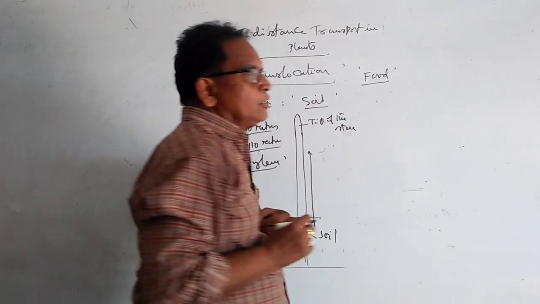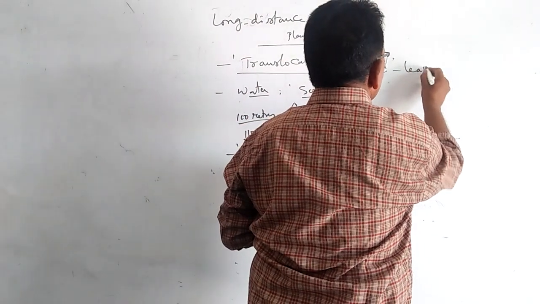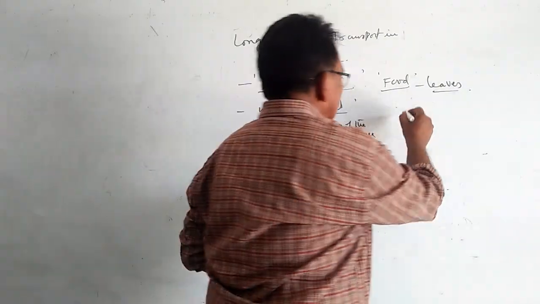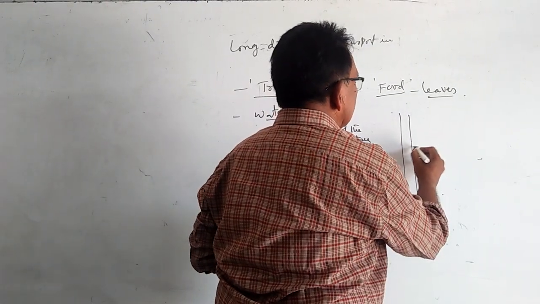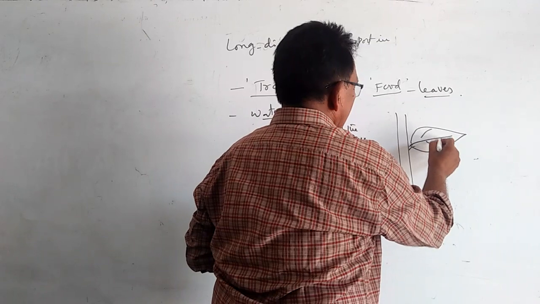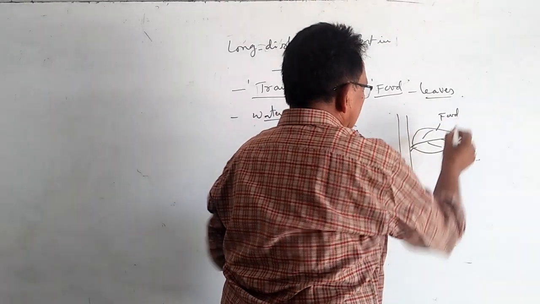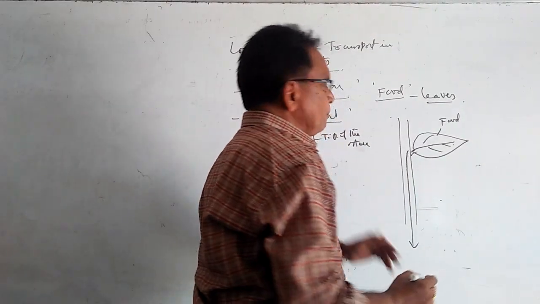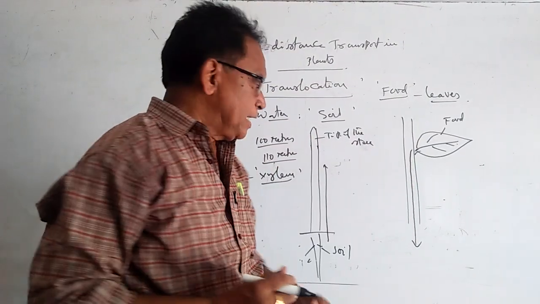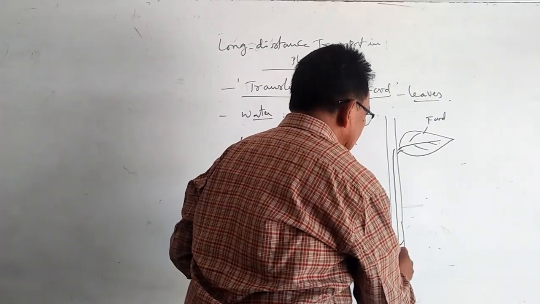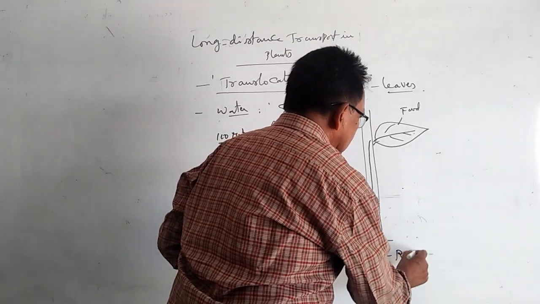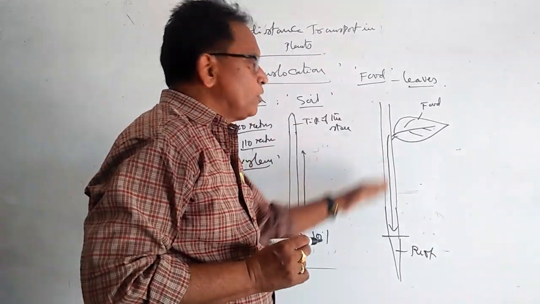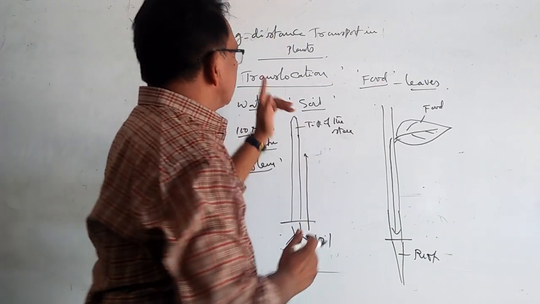Food materials are synthesized in the leaves. Food materials are carbohydrates. When we observe the plant, this is the leaf where food is synthesized, and this food has to travel in this direction, which is known as the downward direction, and it has to reach the root. This is the upward direction, and this is the downward direction, and these two constitute translocation.